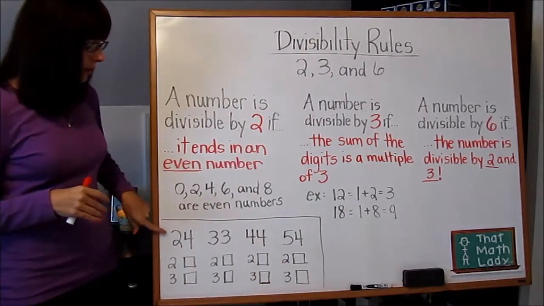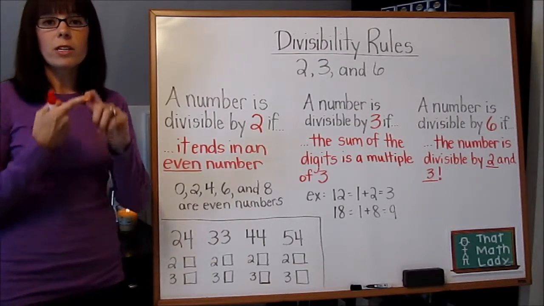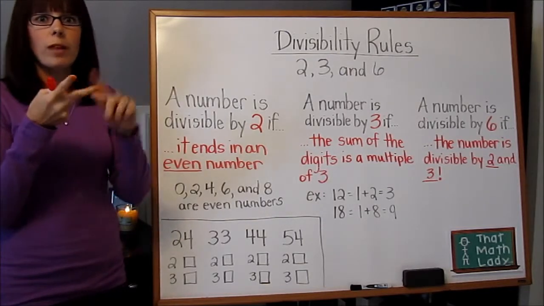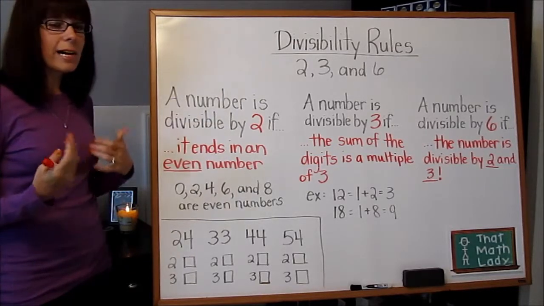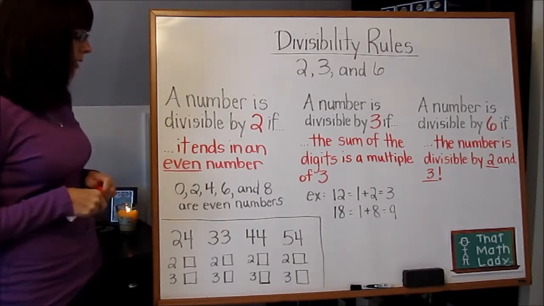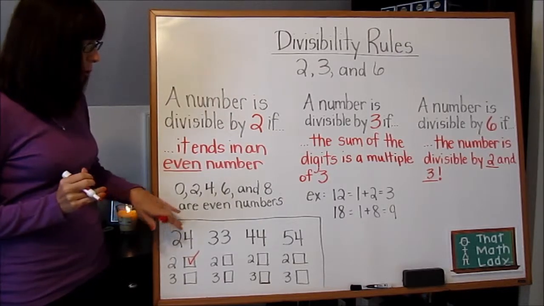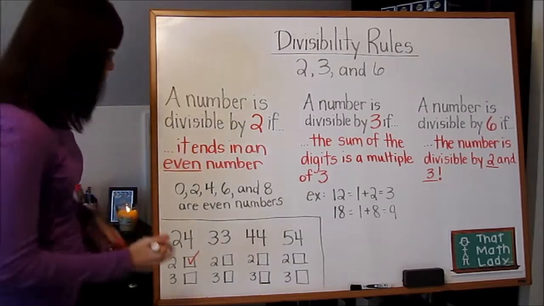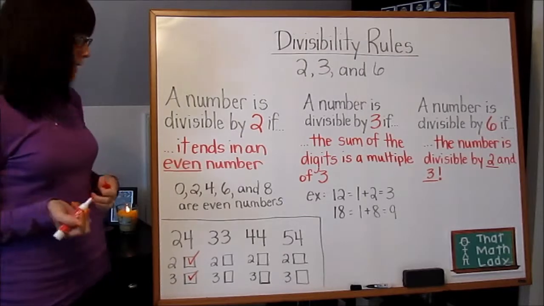Alright, so there's a couple numbers down here, and I want you to see if they pass the test. You have to check and see, are they divisible by 2? Are they divisible by 3? And if they're divisible by both of them, then you know they're divisible by 6. So look at 24. Look at the last number, add the digits together. So you see that 4 is an even number, so we know it passes the 2 test. And if you add 2 plus 4 together, you get 6, which is a multiple of 3, so you know it's also divisible by 3. So we know that 24 is also divisible by 6.